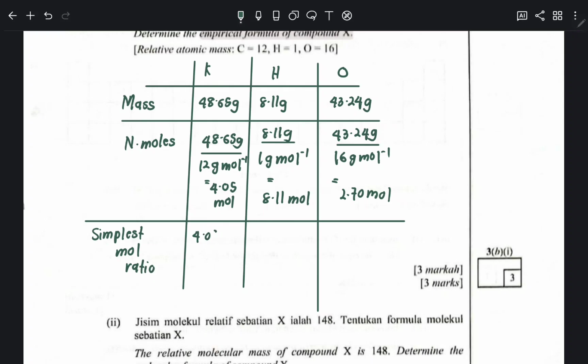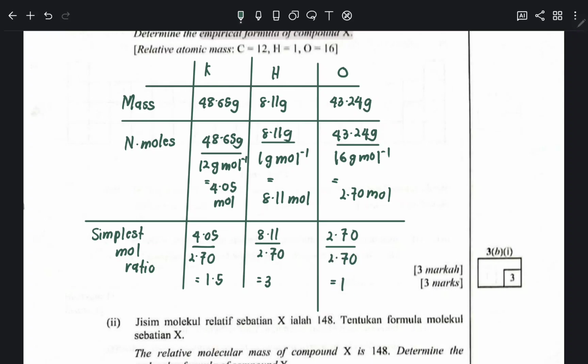So 4.05 divided with 2.70, you'll get 1.5. 8.11 you divide with 2.70, you will get 3 lah. Okay, you will get 3. And 2.70 you divide with another 2.70, you will get 1.